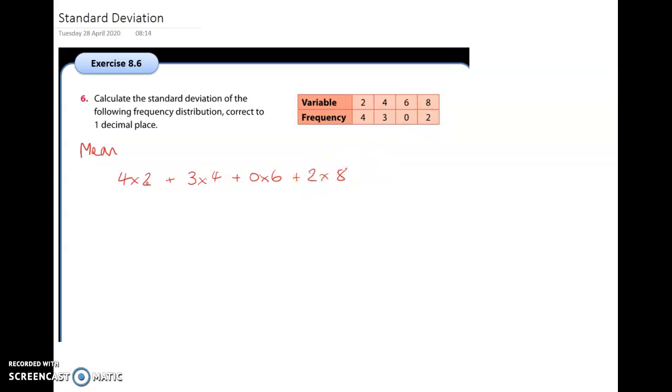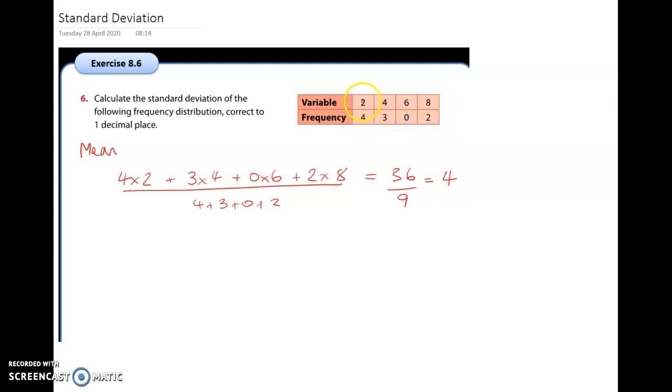So you've got 4 lots of 2, 3 lots of 4, no lots of 6, and 2 lots of 8. When we work that out, that's 36. Now, what is our total frequency? How many numbers do we have? Well, we have 4 numbers and 3 numbers and 2 numbers. That works out as there being 9 numbers. So I'm adding up the frequency: 4 plus 3 plus 0 plus 2. There's 9 numbers. So, what is 36 divided by 9? It is 4. So 4 is the mean value for this set of data.